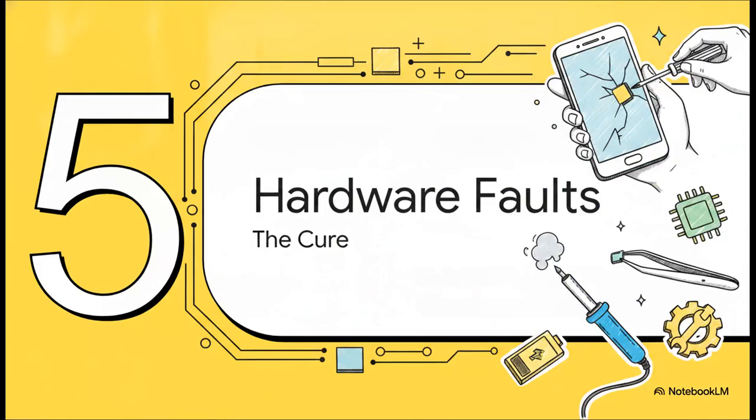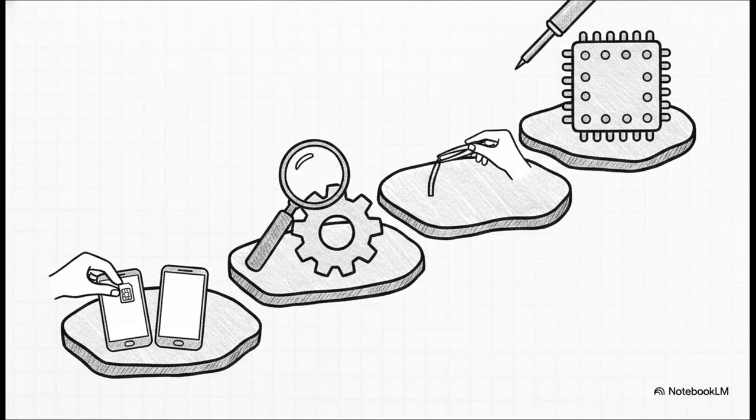Now for Part 5, fixing common hardware faults, the cure. Once we have our diagnosis, we finally arrive at the actual cures for the physical hardware faults that drive us crazy. Take a dropped network signal, for example. We apply a really strict if this, then that escalation logic.